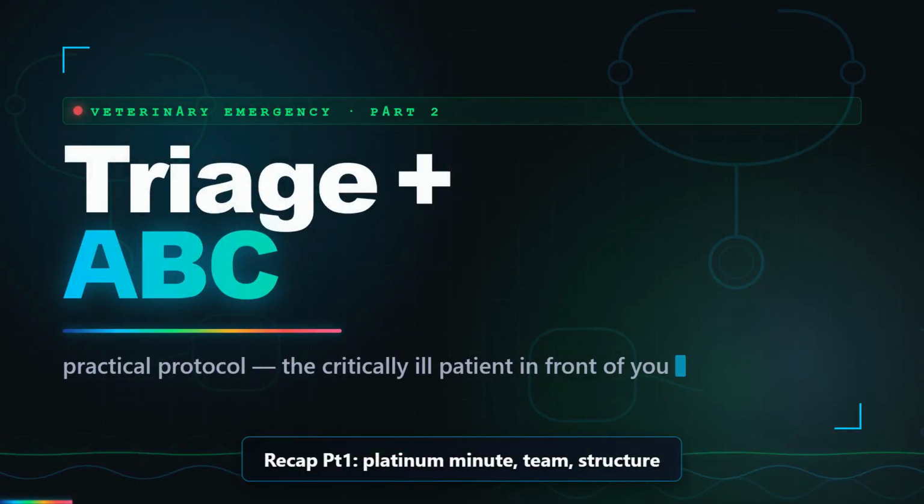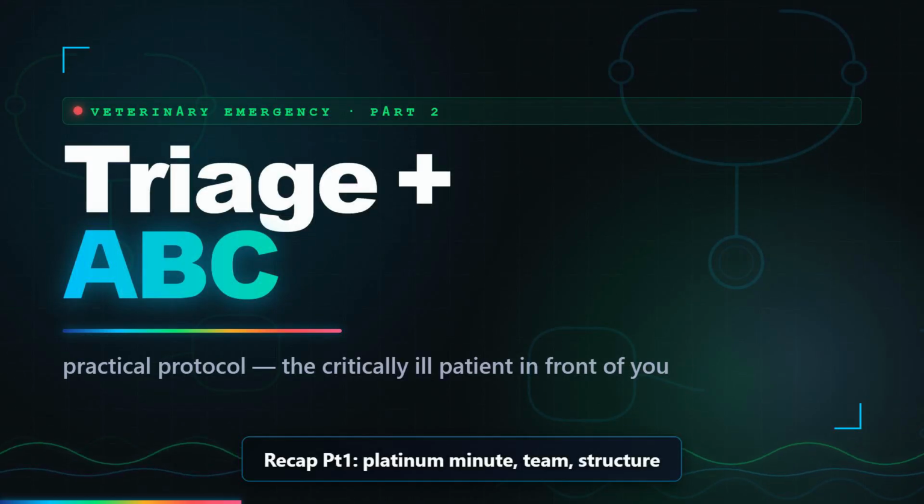If you're coming straight into part 2, no problem. I'll give you a quick context so you don't get lost. Back in part 1, we talked about the foundations of the emergency approach to the critically ill patient. We saw how emergency care is completely different from routine care. We understood the concept of the platinum minute that is specific to veterinary medicine, the crucial importance of having a trained and synchronized team, and all the structural equipment requirements that an emergency room needs to have.